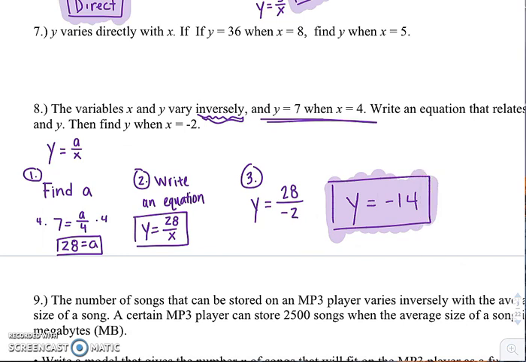So it's sort of a multi-step thing. You have to use the first part to find the a value. So we used these to find a. Then once we had a, that's the number that stays the same. And it said, okay, well now find y when x is negative 2. So then you just go from there to find your y. So go ahead and try number 7.